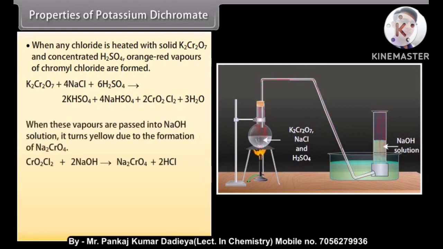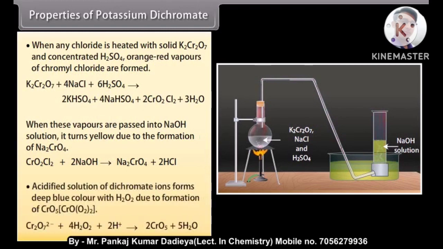When these vapors are passed into NaOH solution, it turns yellow due to the formation of Na2CrO4. Acidified solution of dichromate ions forms deep blue color with H2O2 due to formation of CrO5, CrO(O2)2.